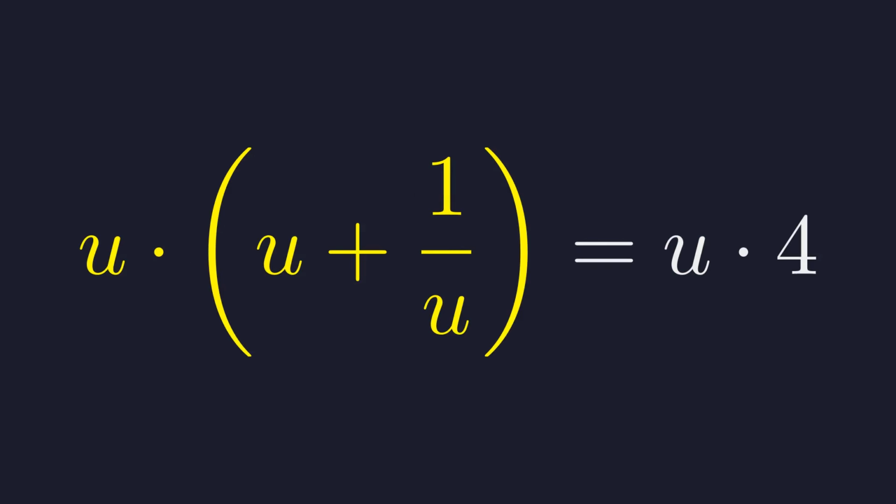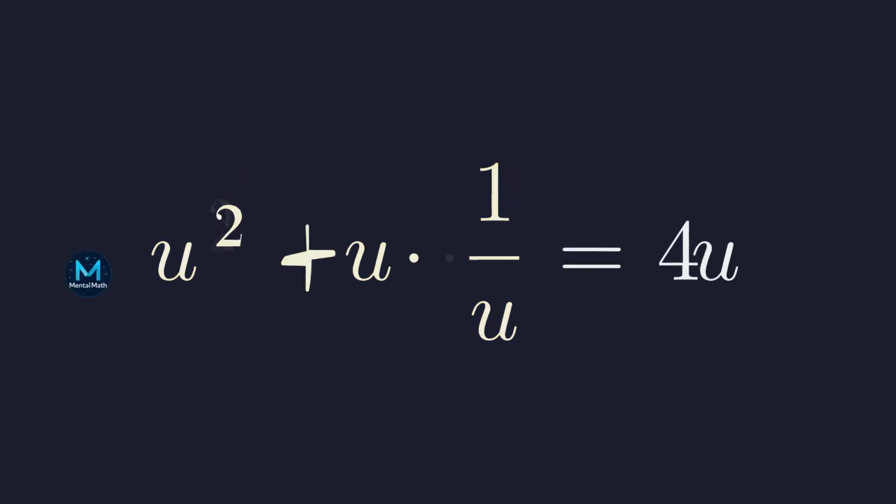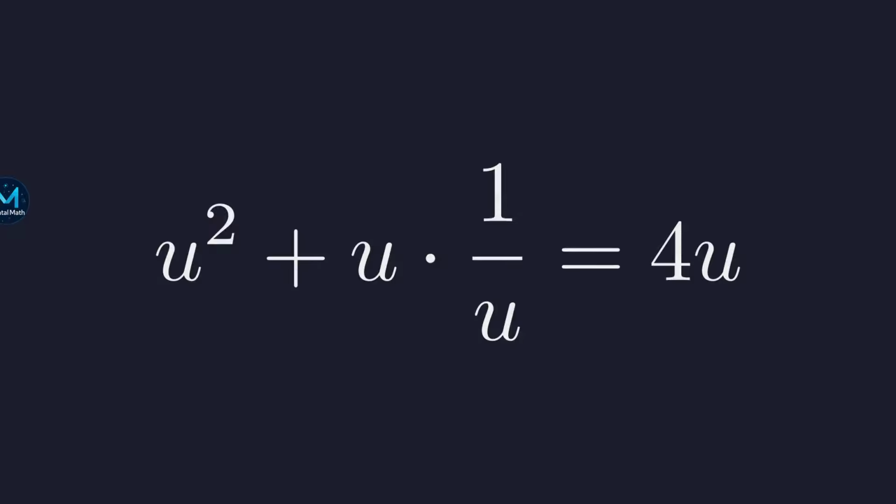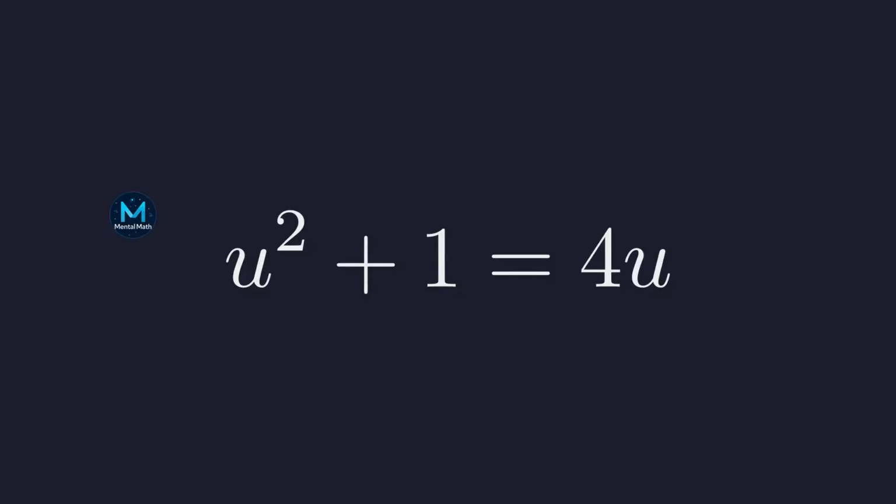Now, we apply the distributive property on the left-hand side of the equation. This gives us u squared plus u times 1 over u, which equals 4u. Since u divided by u is 1, the equation simplifies to u squared plus 1 equals 4u.